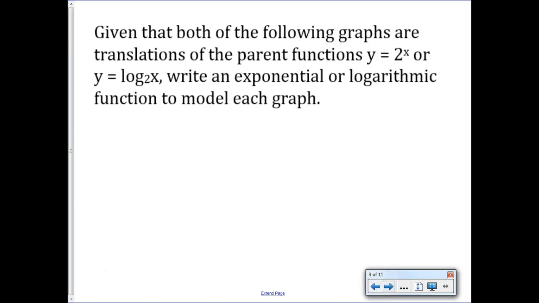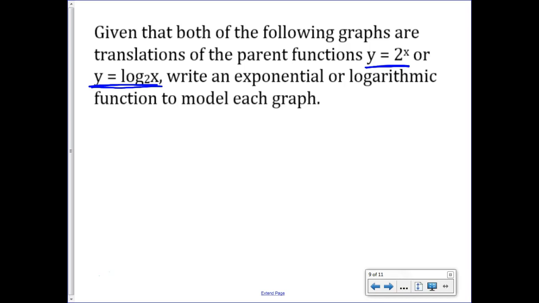Just tell me. So, given that both of the following graphs are translations of the parent function y equals 2 to the x or y equals log of x base 2, write an exponential or logarithmic function to model each graph. So this is something that we've had to add recently in the past few years. And so you are just looking at these following graphs. This one and this one are your only two options for parent functions.